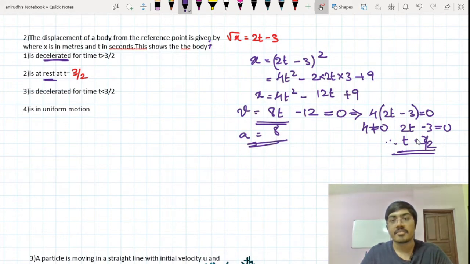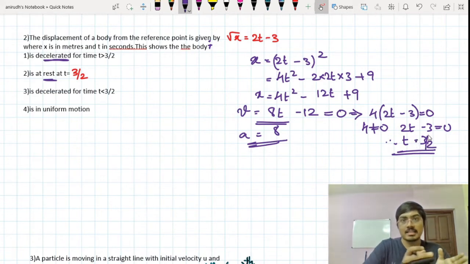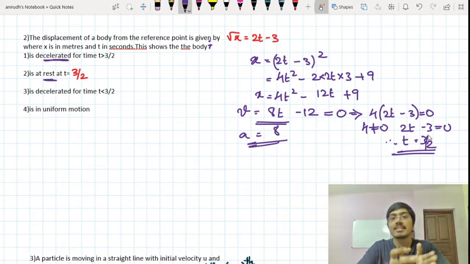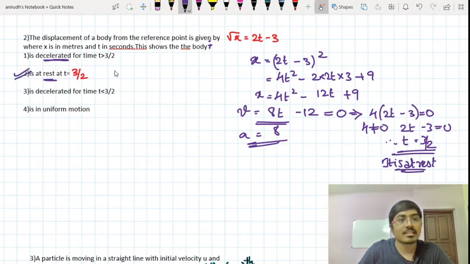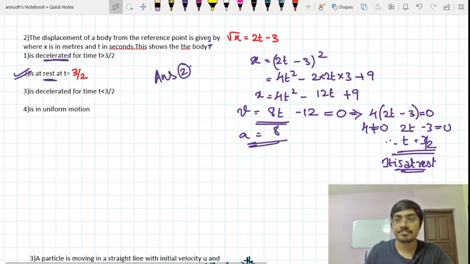So what do you understand from this? This is very interesting because it has some velocity, but it is decreasing and becoming 0, right? And then again it is going to increase. So at time t equal to 3/2 seconds, it is at rest. Therefore, clearly it is at rest at t equal to 3/2 because the velocity at t equal to 3/2 is equal to 0. So the answer for this question is option number 2.